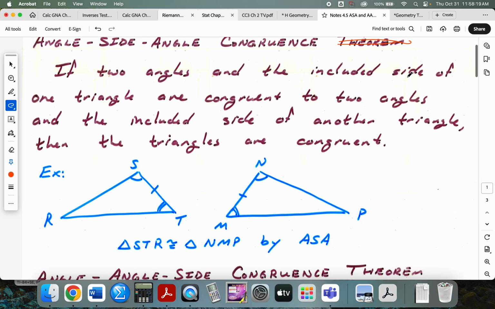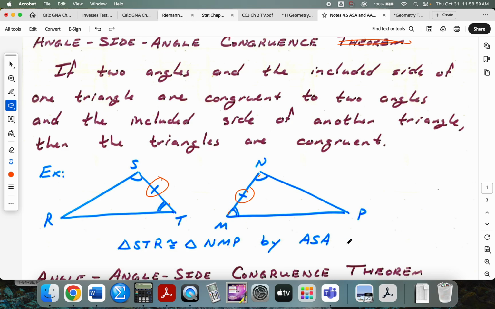So this says if two angles and the included side of one triangle are congruent to two angles and the included side of another triangle, then the triangles are congruent. Notice the side has to be, in both cases, in between the two angles. It has to be the side that runs from the vertex of one angle to the vertex of the other angle. That's the included side. And that's why it's called angle side angle, because the side is right in between the two angles. Right? This side is in between these two angles. Okay? So that's angle side angle.